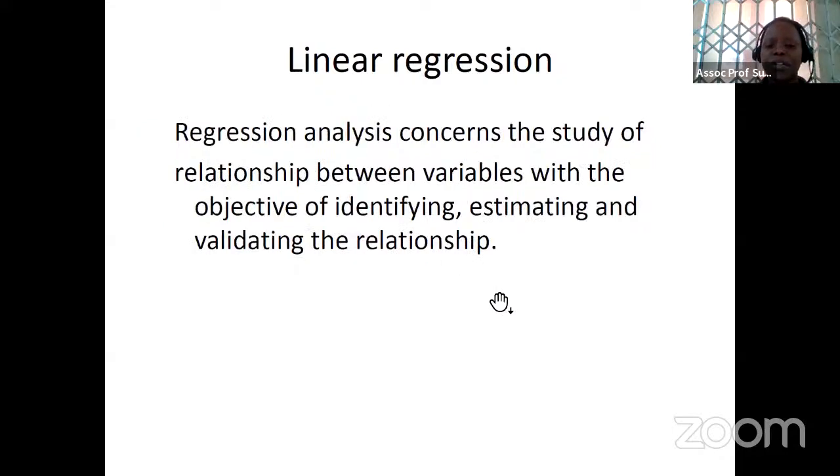Regression analysis is a study of the relationship between variables with the objective of identifying the relationship, whether it's linear or not, estimating the parameters, which include the intercept and the slope, and validating the relationship. By validating the relationship, we are looking at the assumptions. Under linear regression, there are some assumptions which we are going to see. And for our model to be valid, those assumptions should not be violated.